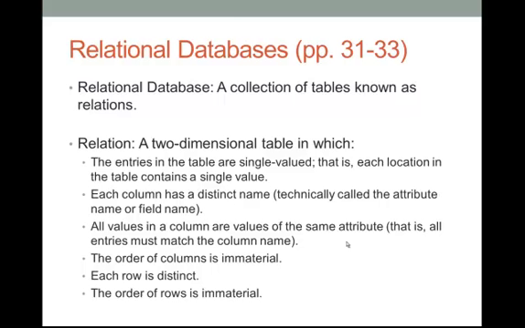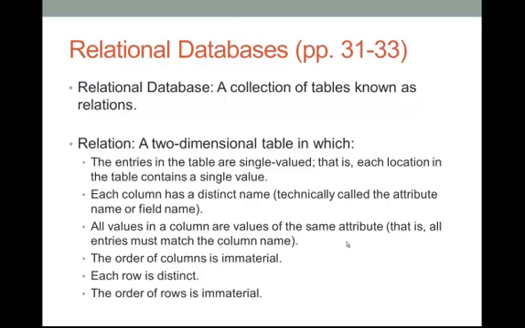Thirdly, all values in the column are values of the same attribute. That is, all entries must match the column name. Fourth, keep in mind that the order of columns is immaterial. It's extremely important to understand that each row is distinct. And finally, the order of rows is immaterial.